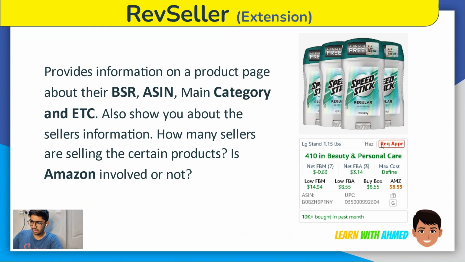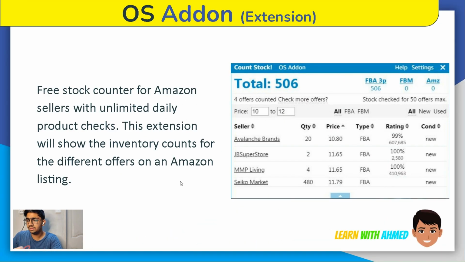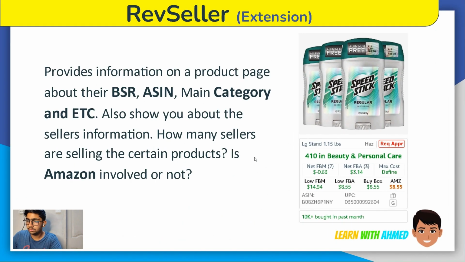Like you can see, you can request approval directly from RevSeller. You can see if the product is met or not. You can see the weight, the BSR, the category, the UPC, the estimated sales, 10K plus, SN, and you can even see the lowest FBA cost, the buy box price, the lowest FBM price. If Amazon is selling, then the Amazon selling price, for checking if the product is profitable or not.